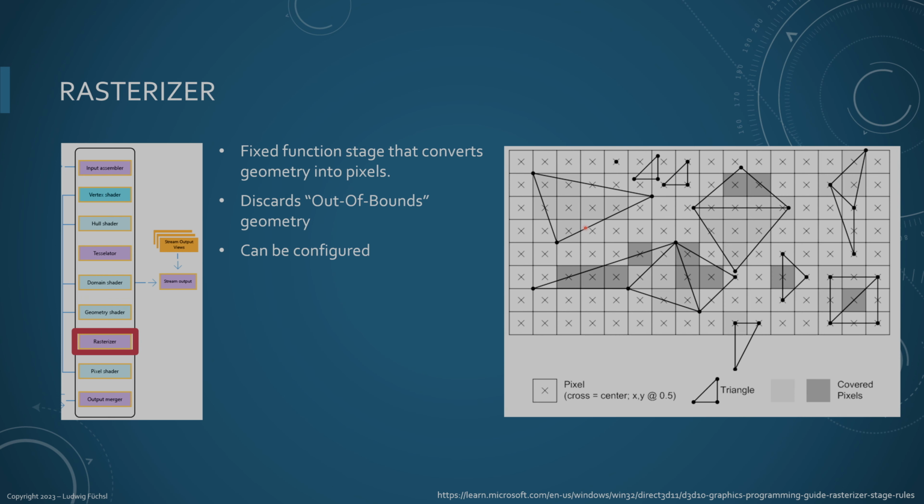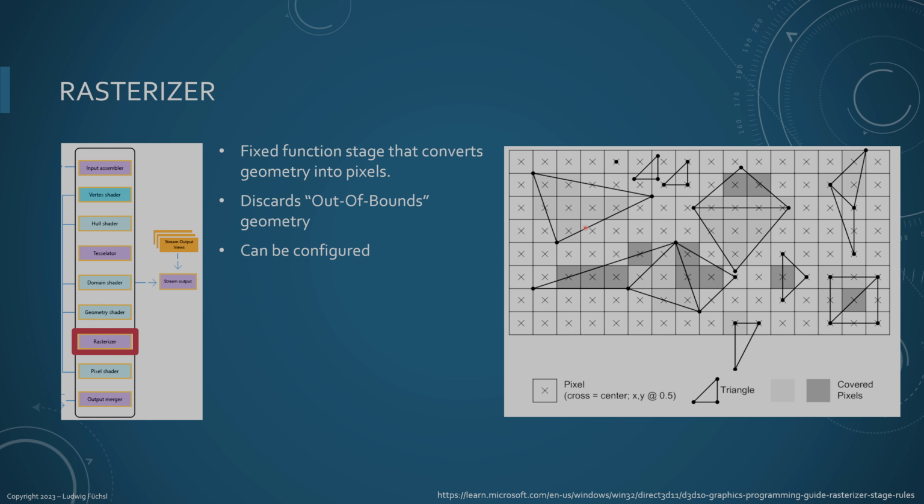Now, the rasterizer is a very important step in our pipeline. The rasterizer is a fixed function stage that converts geometry into pixels. Now, the general idea of the rasterizer is that it's a fixed function, but it can also, of course, be configurable. And the idea is, give me a triangle, a point, or a line, whatever, and convert it into the pixels that it is actually covering.